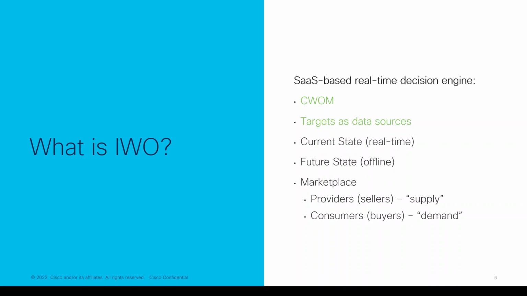So let's see here. A decision engine like IWO needs information or data upon which to base its decisions and therefore the recommendations that it makes. That data can come from an arbitrary number of source locations, platforms, and equipment. Each source is configured within Intersight as a target.